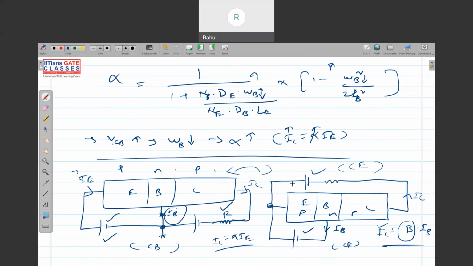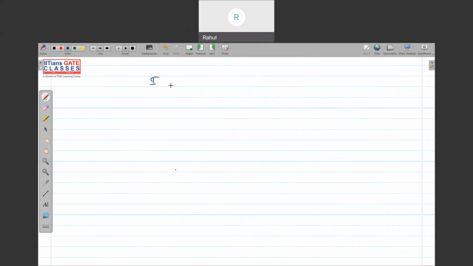One thing, since we derived IC equal to alpha IE plus ICO, right? This we have derived in CB configuration. So then what is the relationship in CE configuration? Because this ICO is nothing but your reverse saturation current.